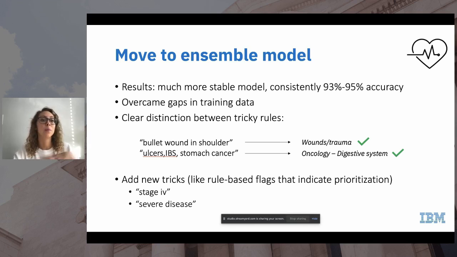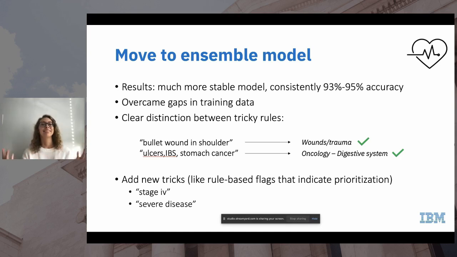And then this solution also allowed us to have that clear distinction between these kind of tricky cases to know exactly where we needed to weight those particular terms that were more important than the others. And finally, it wasn't strictly part of the ensemble model, but while we were adding rules into the mix, we did add some new tricks. Like we added a rules-based flag to identify particularly severe disease for prioritization in the system.